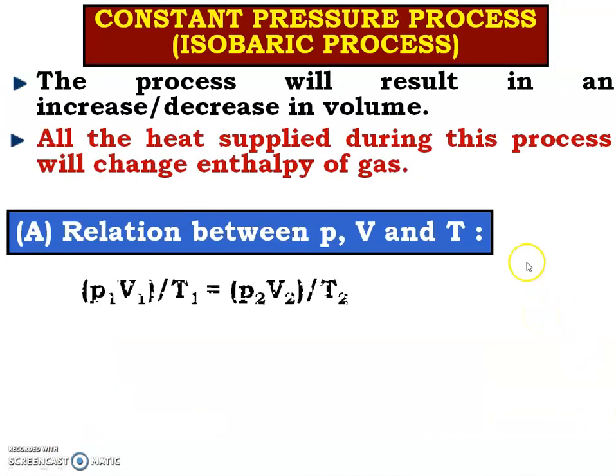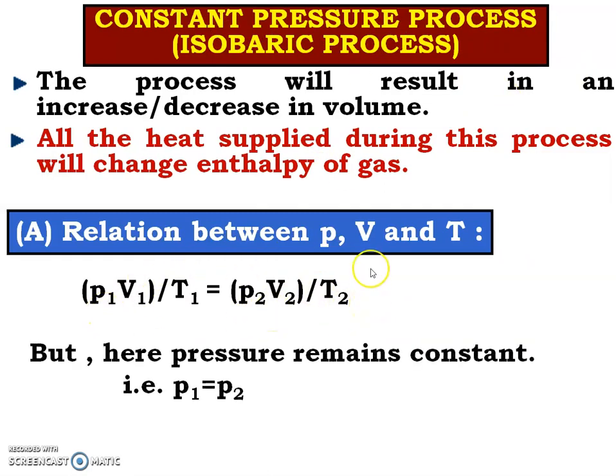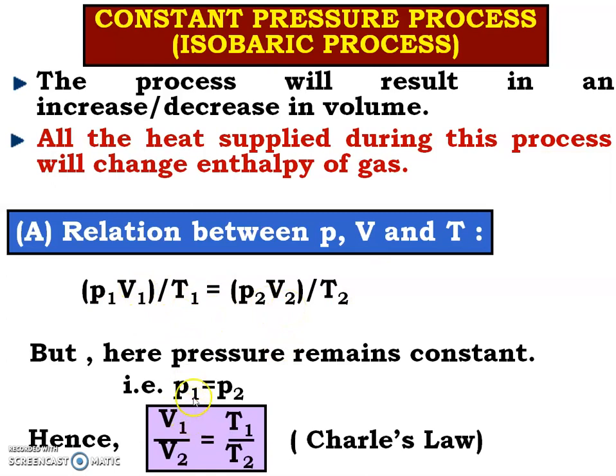What is the next? Relationship between P, V and T. And what is the starting point? P1 V1 by T1 is equals to P2 V2 by T2. Very good. And in this case, which parameter or which property is constant? Constant pressure. So P1 is equals to P2, and due to that, the equation is V1 by T1 is equals to V2 by T2, and it can be written as V1 by V2 is equals to T1 by T2.